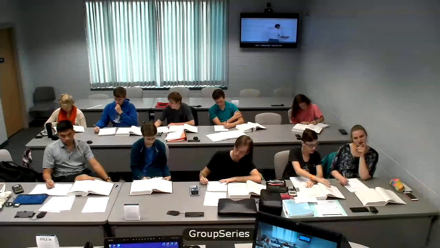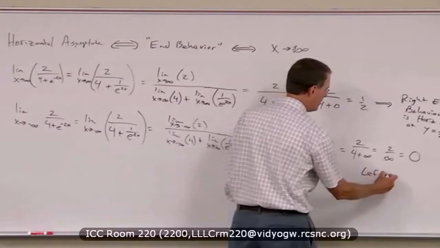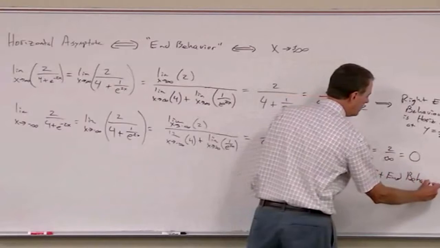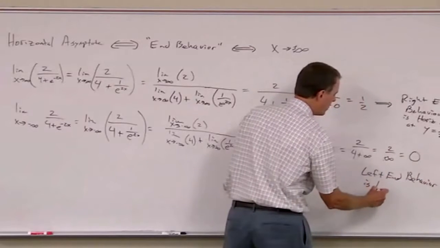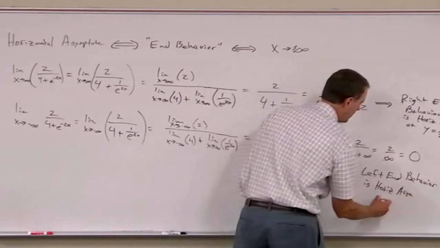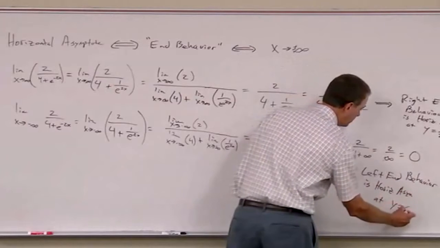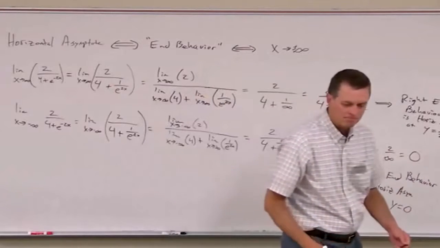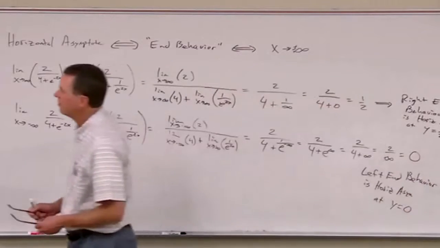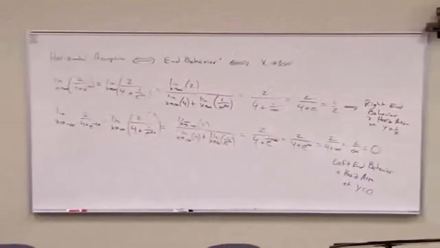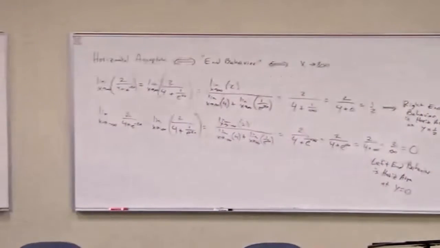So this tells me my left end behavior is a horizontal asymptote at y equals 0. Okay. Follow that now? Huh. Well, that's how hard it is on the very first problem on the list. I don't know what we're going to do for the rest of the list.